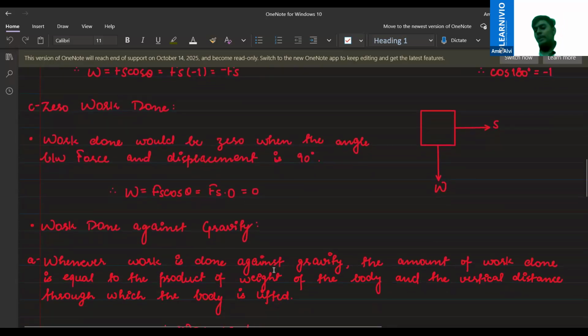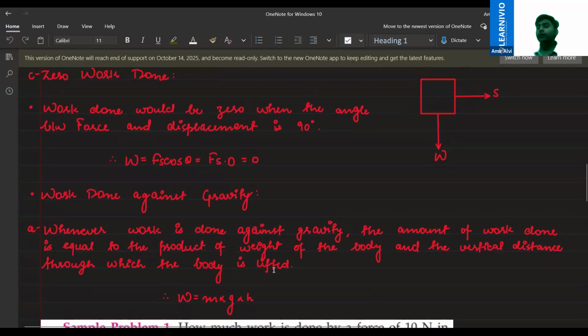Now the work done against gravity, Harshita, is when you take a body to some height against gravity. Gravity attracts towards the surface, but we are still moving the body upwards. That's why it is called work done against gravity, right? Okay, sir. And the formula is mgh. Yes, sir.